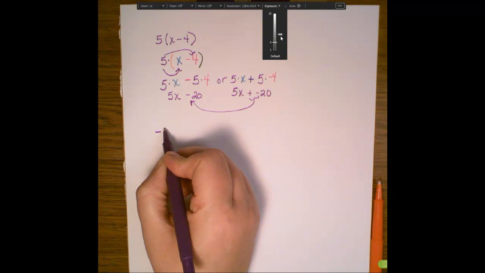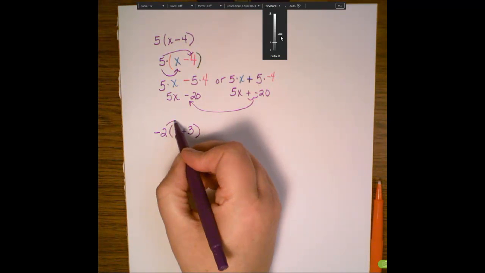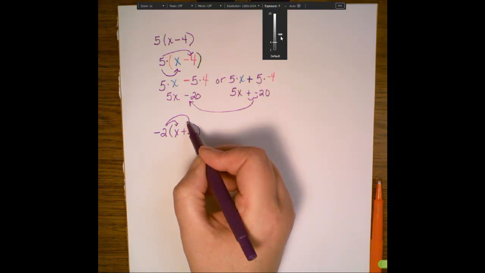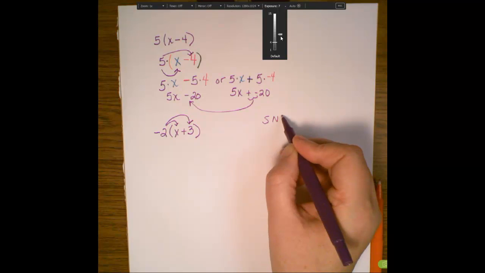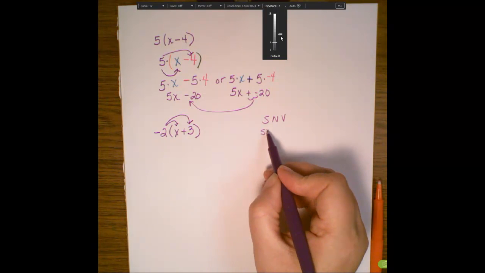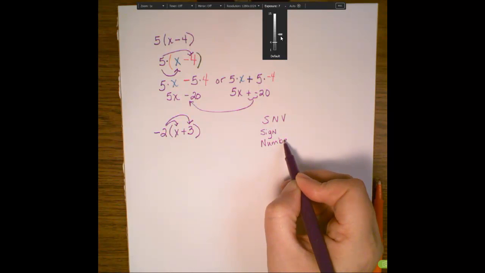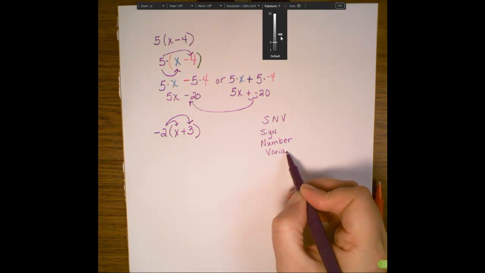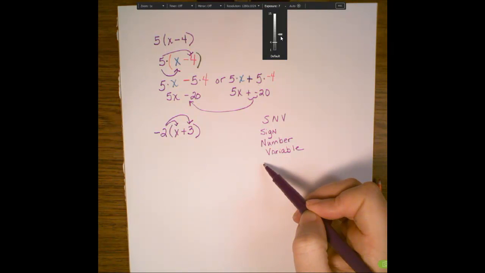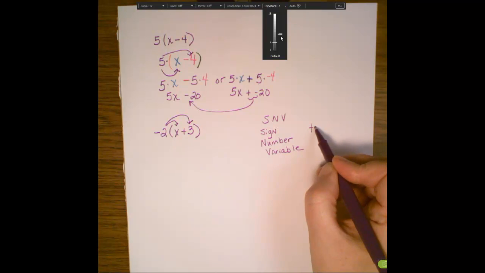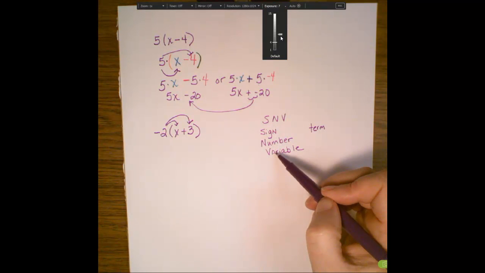Okay, let's look at the next problem. Negative 2 times x plus 3. And again, we want to multiply the negative 2 times the x and the negative 2 times the 3. And the way that I do these problems is I do something called SNV. As I do it, I take care of what my sign is going to be, what my number is going to be, and what my variable will be as I multiply, because that way I've taken care of the 3 parts of this term, because the term will be made up of these 3 parts: signs, numbers, and variables, and that way I can remember to take care of every part.